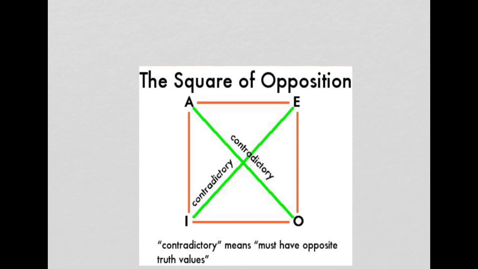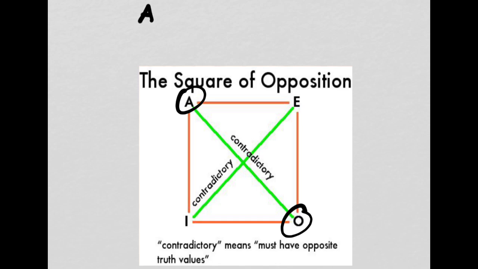So most importantly, with regard to the square of opposition, for our purposes, what we need to understand is that A and O statements are, as it says here, contradictory. And so that means if you have an A statement that's true, what we'll call the corresponding O statement must be false. They must have opposite truth values, as it says at the bottom of the screen.